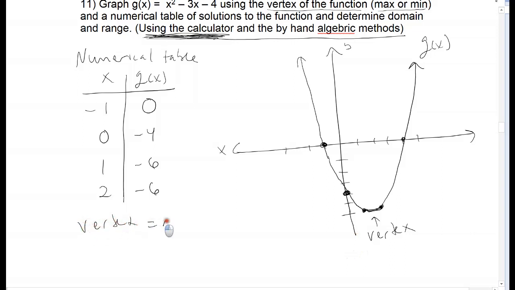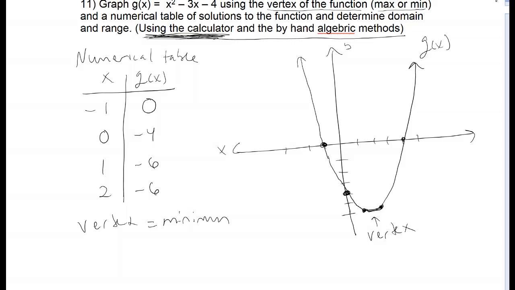In this case, the vertex is a minimum, because it's, again, the smallest point on my entire graph, right? It's a minimum, the smallest point on my entire graph.